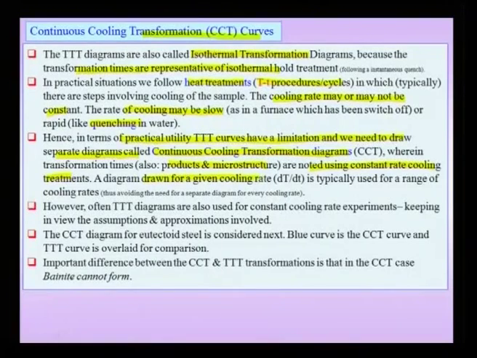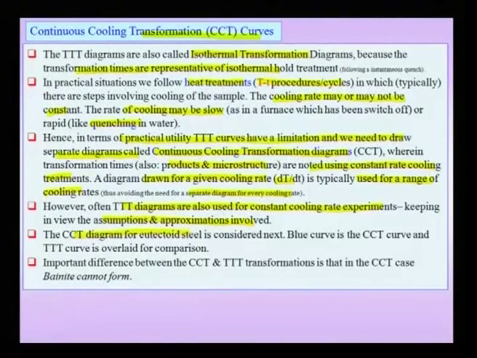A diagram drawn for a given cooling rate, for instance, I use dT by dt, which is approximately constant, is typically used for a range of temperatures or a range of cooling rates, thus avoiding the need for a separate diagram for each cooling rate. That means, though I may have a TTT diagram which is strictly speaking valid for just one cooling rate which is held constant, I may use it for a range of cooling rates around that cooling rate. And often you would note that TTT diagrams are also used for cooling rate experiments, but in such circumstances we have to keep in view the assumptions involved and the approximations which underlie the drawing of those TTT diagrams.